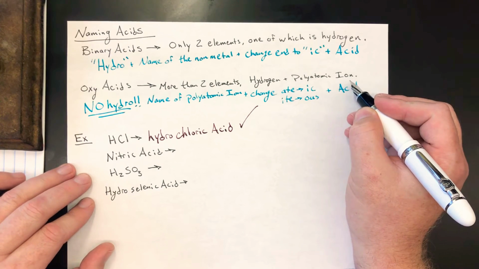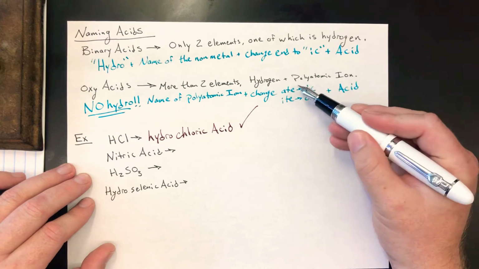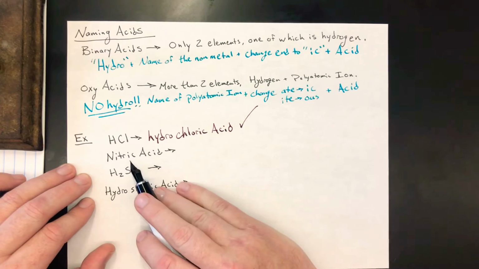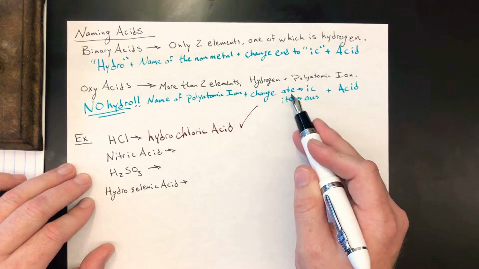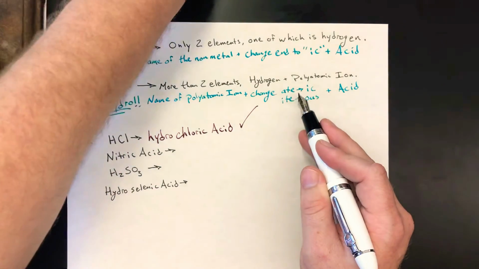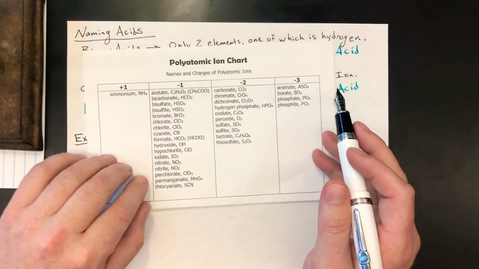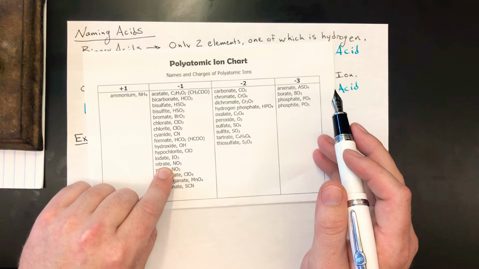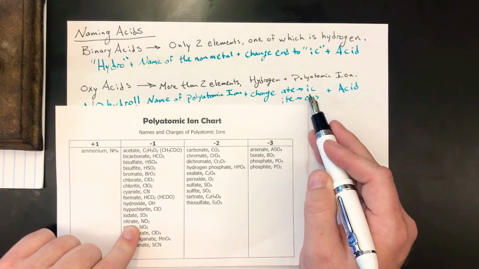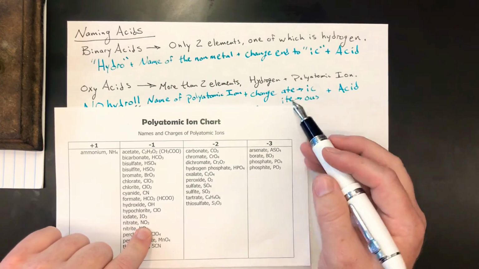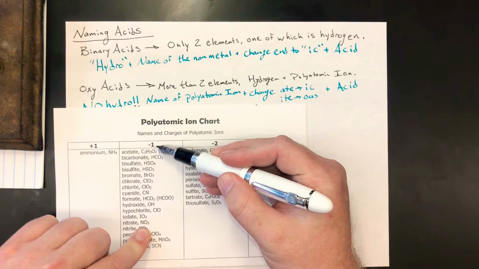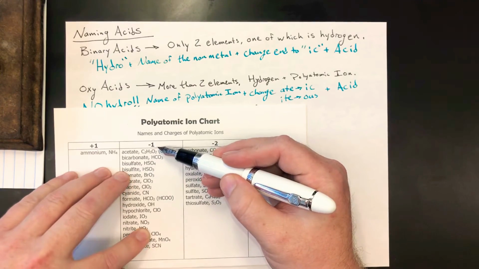How do I know which polyatomic ion to choose? I look at the endings. This is nitric; ic and ate go together. So I need to look and see, well, here I have nitrate. Nitrate would change to ic. So NO3 with a -1 charge is the polyatomic ion that we're going to be dealing with.